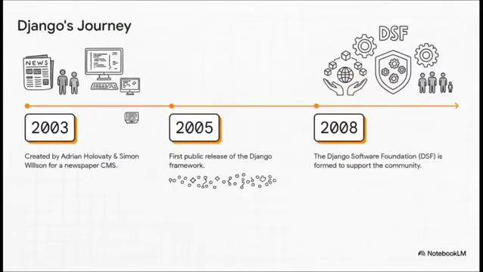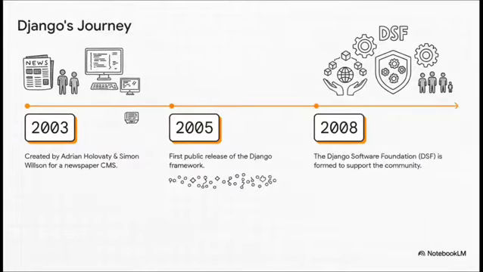The story actually starts back in 2003. A couple of developers, Adrian Holovaty and Simon Willison, were working at a newspaper and needed a better way to manage their website's content. So they built this tool. They decided to release it to the public in 2005, and it just took off. By 2008, the community was so big they had to create the Django Software Foundation just to manage the project and support everyone.